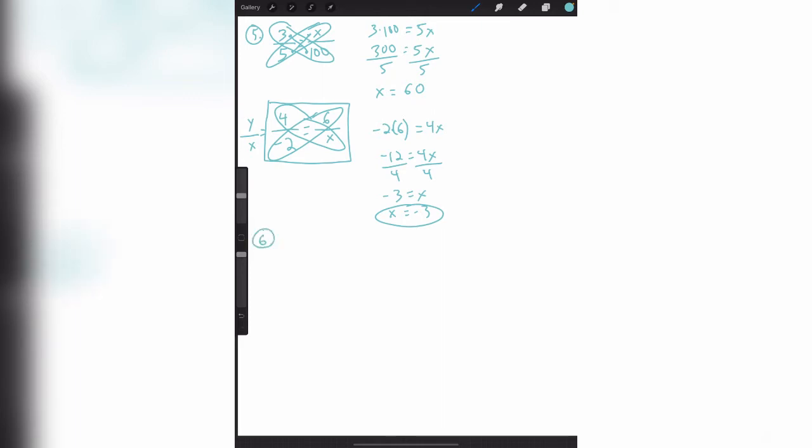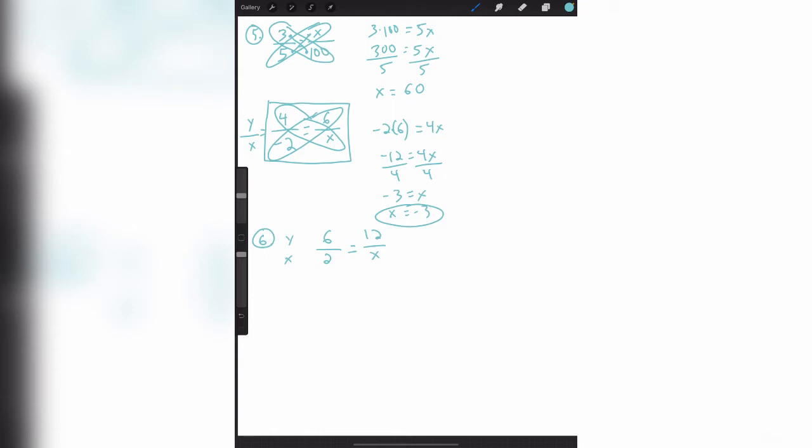Number 6. If y is equal to 6, remember I put the y's on the top and x is on the bottom. That's just what I did. If y is equal to 6, when x is equal to 2, find x, remember x is on the bottom, find x when y is equal to 12.